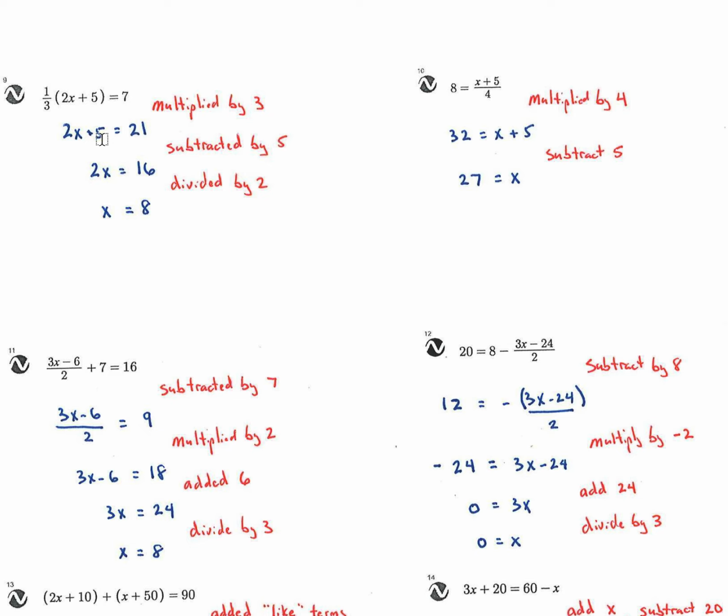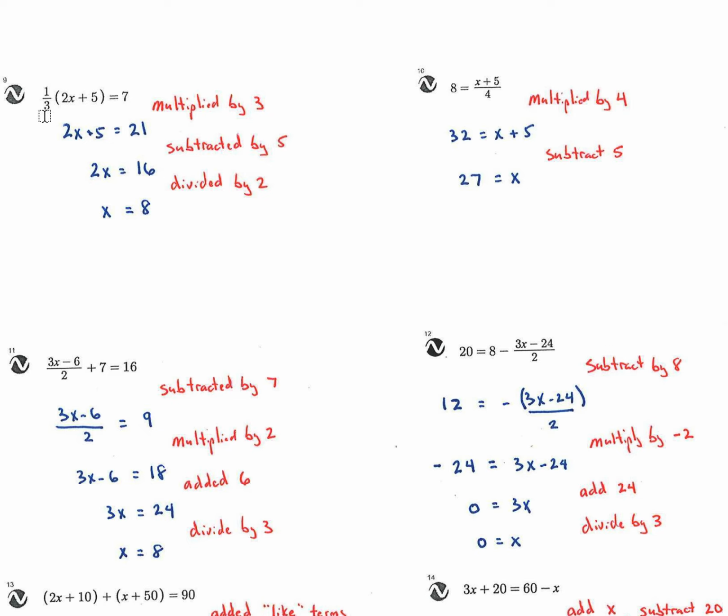Then I'm going to subtract 5 to get rid of the 5. Adding 5, subtract 5. Multiplying by 2, divide by 2. So boom, boom, boom, boom. Multiply by 3, subtract 5, divide by 2. Why did I do those things? Because those are the inverse.